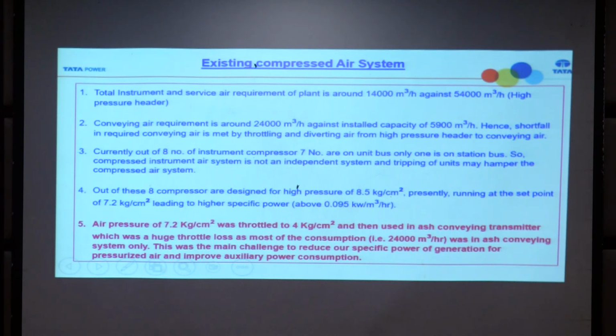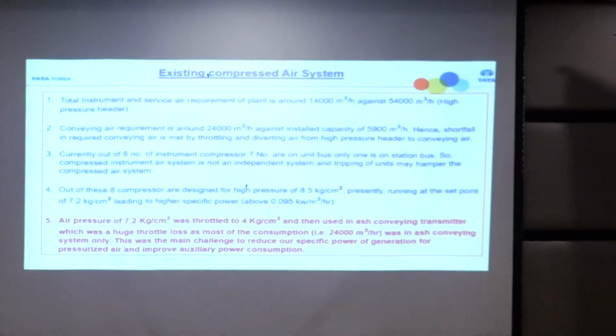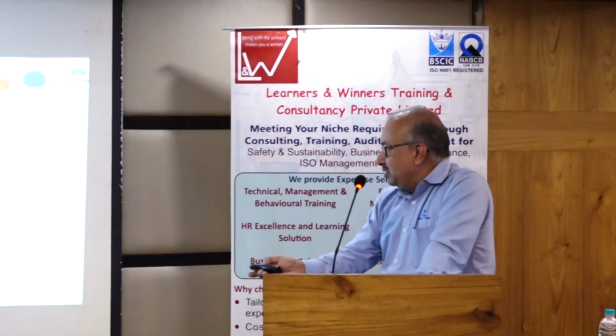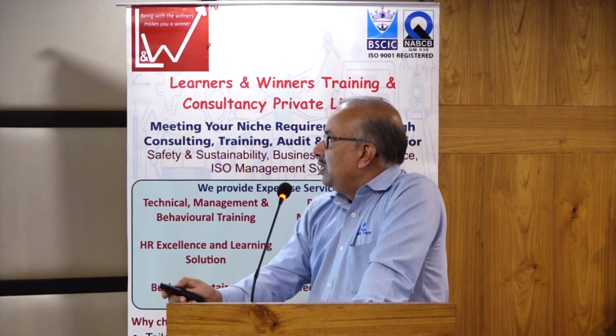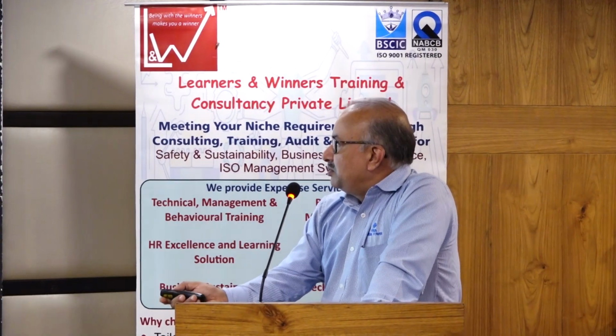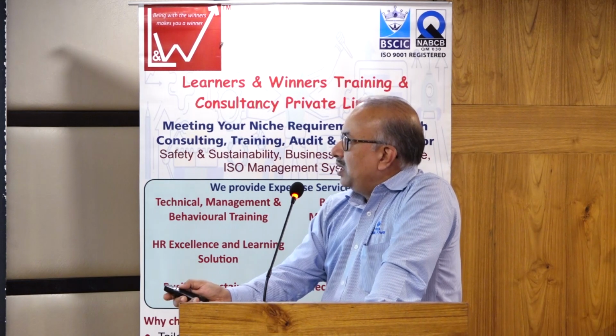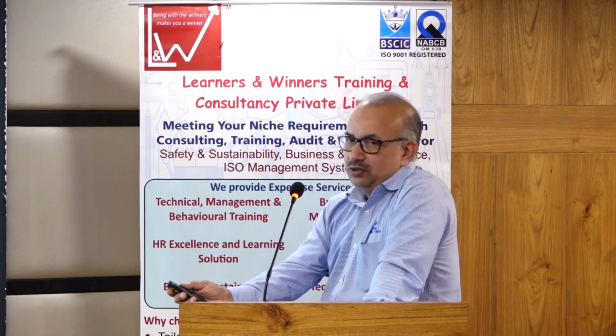The air consumption in the ash handling plant was a huge throttle loss, as most of the consumption was in the ash conveying system only. I have previously said that the instrument air consumption is much less than the AHP consumption. So there is a huge loss in the auxiliary power consumption also. So the present consumption pattern is this. Now, what we have done, the proposed solutions.